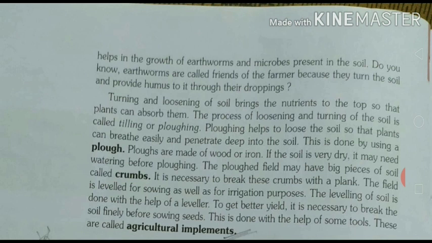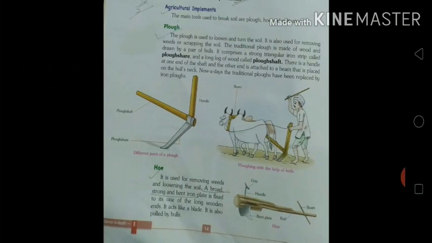Actually, the plowing of a small field is done with the help of animals like bullocks, while large fields are plowed by using tractors. So now we are in a position to discuss agricultural implements. The main tools used to break soil are the plow, hoe and cultivator. So let's talk about the plow.